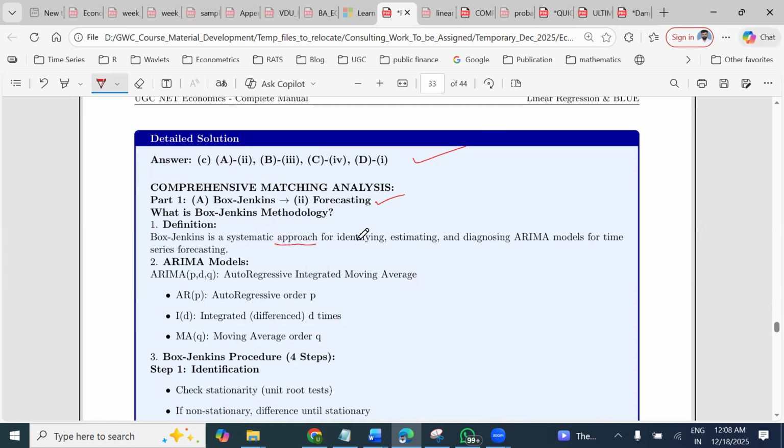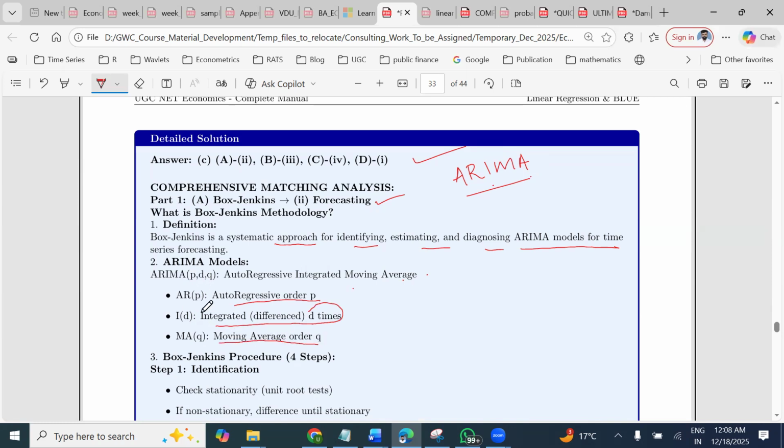Box-Jenkins is a systematic approach for identifying, estimating and diagnosing an ARIMA model. What is the ARIMA model? Autoregressive integrated moving average. We write the ARIMA model like this: ARIMA(p, d, q). AR is autoregressive of order p, integrated or differenced d times, then moving average of order q.